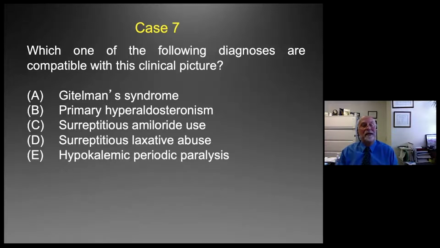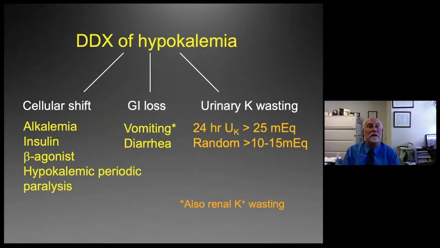So these are always tricky questions, but think them through. Which diagnosis is most likely with this clinical picture? Gitelman's, primary hyperaldo, surreptitious amiloride, surreptitious laxatives, or hypokalemic periodic paralysis. And I suspect that the audience will be somewhat split amongst the choices here. And the correct answer is Gitelman's, and we'll go through why these other ones aren't correct.